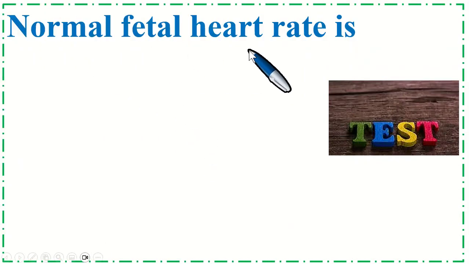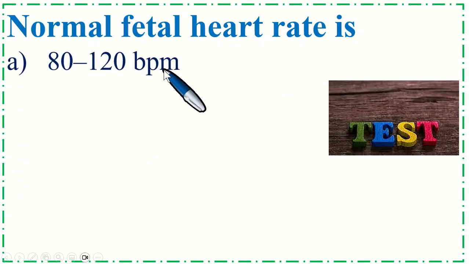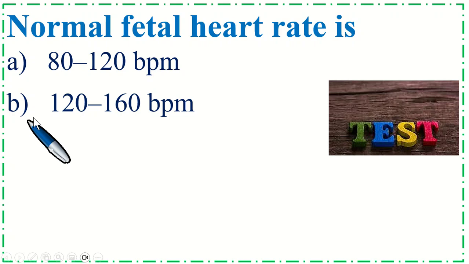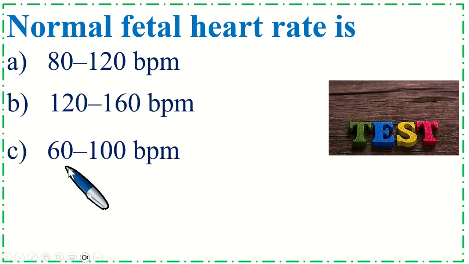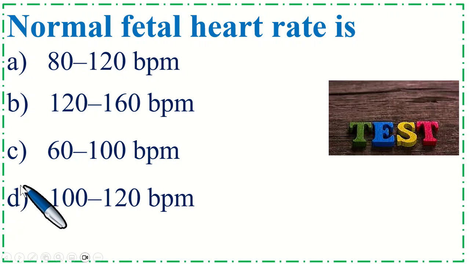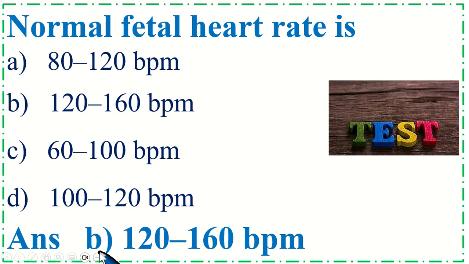Normal fetal heart rate is option A 80 to 120 beats per minute, option B 120 to 160 bpm, C 60 to 100 bpm, option D 100 to 120 beats per minute. So the correct option is B 120 to 160 beats per minute.